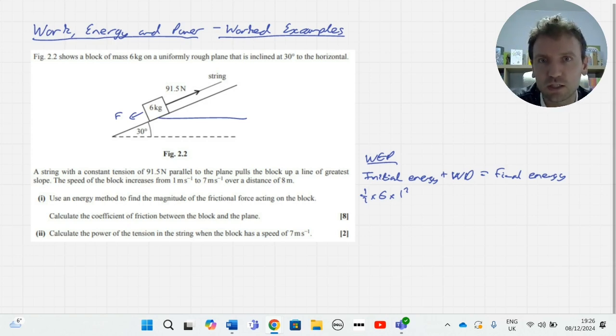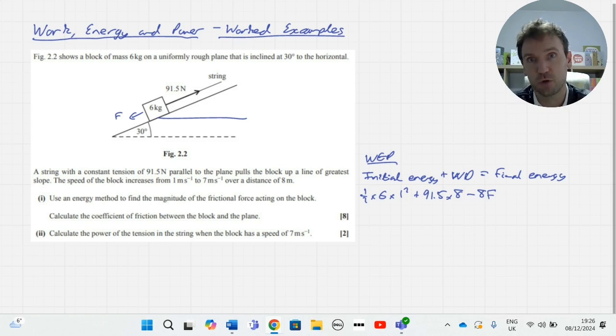Now, there's 2 things that are doing work, apart from weight, on this block. We've got the tension of the string, so that's going to be 91.5 times the displacement in the direction of the tension, which is 8. And then we've got the work done by friction. Now, we don't know the friction, but the displacement is in the opposite direction to friction, so this is going to be subtract 8F, because the work done by the friction is going to be negative here. So we can say add the negative F, but I'm just going to write subtract 8F. And this is going to equal the final energy.